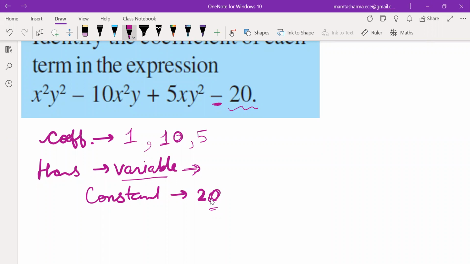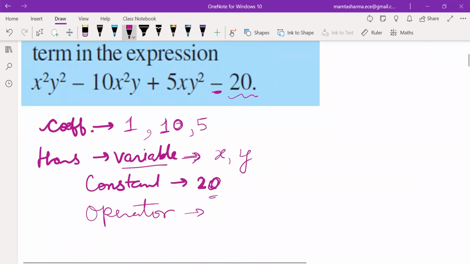Manideep, variables. Nityashri, variables. Ma'am, variables are x and y. And operators are, Harshita.